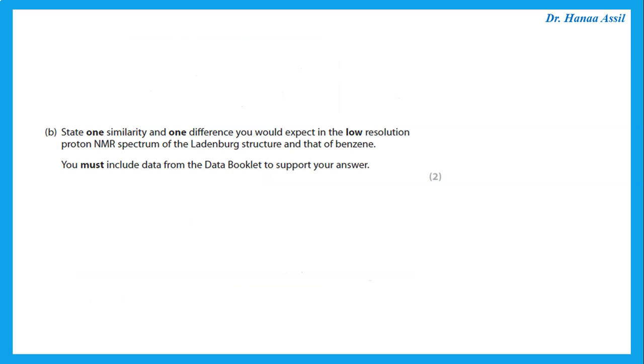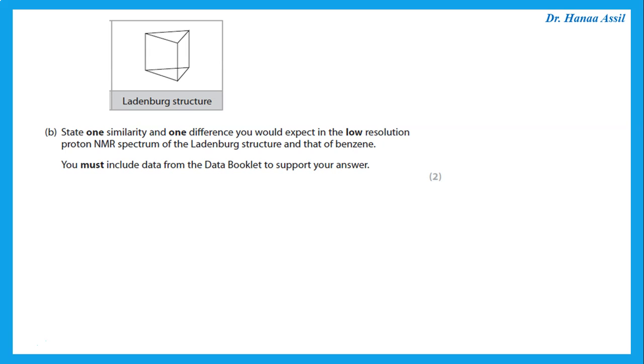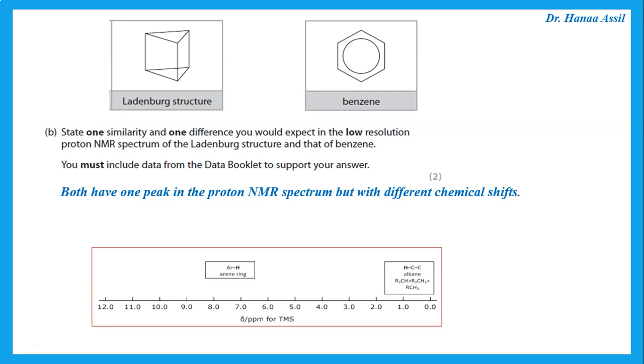State one similarity and one difference you would expect in the low resolution proton NMR spectrum of Ladenburg and benzene. Do you remember the proton NMR? Proton NMR spectrum has peaks for different protons in different environments. If we look at the Ladenburg, you can see that all the protons are equivalent. So all of them give only a total of one peak.